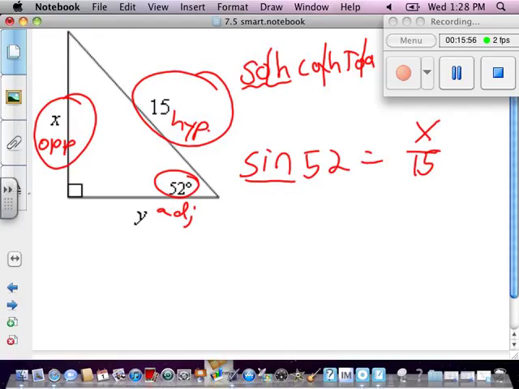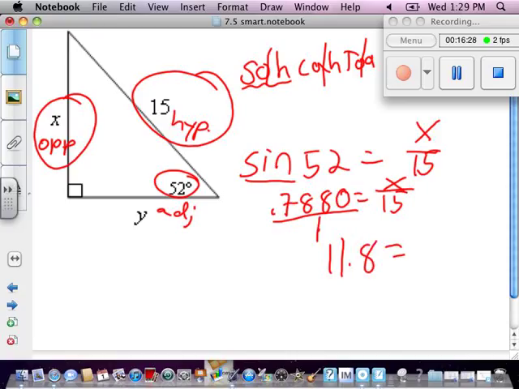So now you're going to take out your calculator or your book, and you're going to plug in sine of 52, and we're going to get 0.7880 equals x over 15. And then again, we're going to cross multiply. 0.7880 times 15 gives us 11.82, or 11.8 because we're rounding, equals 1 times x.